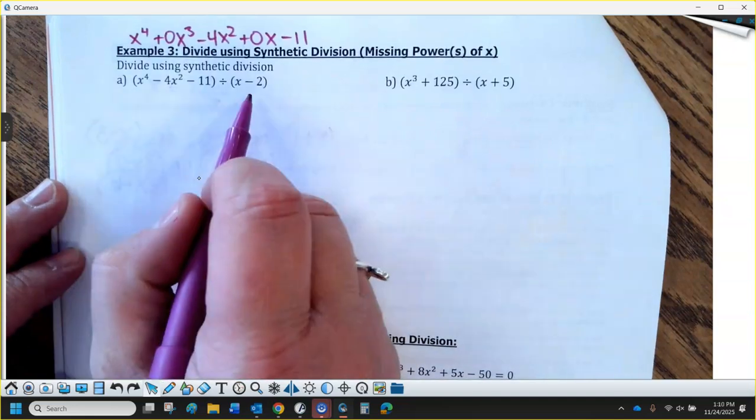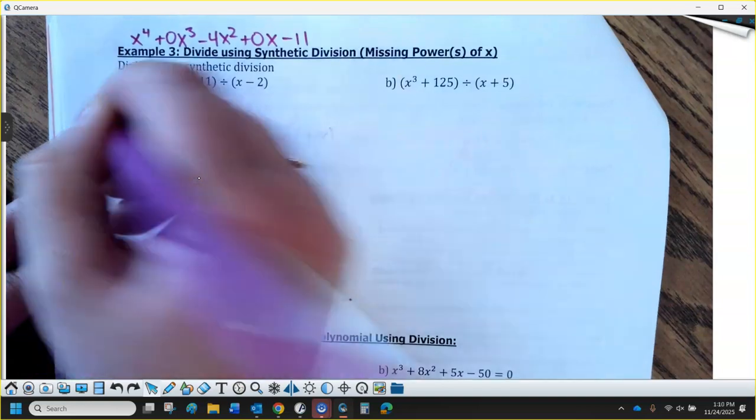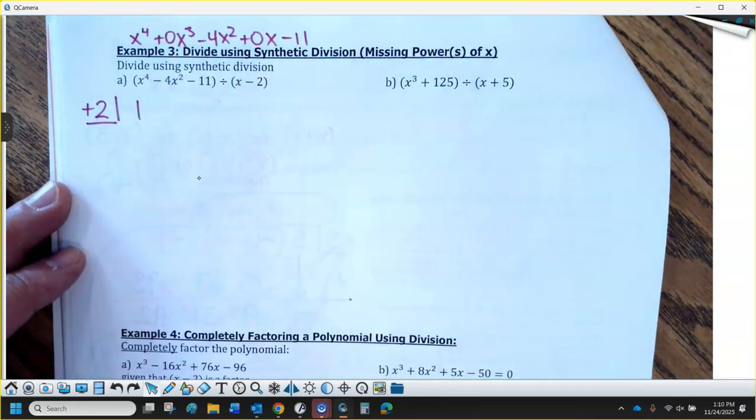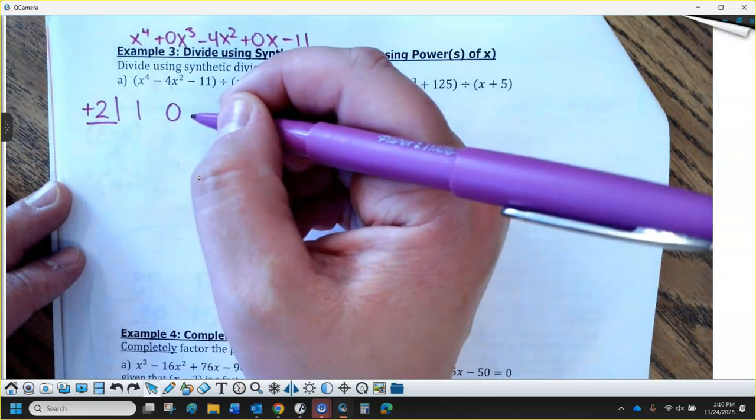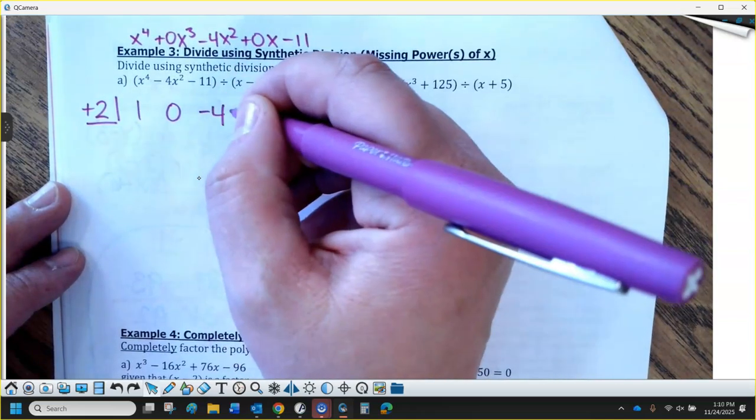Okay, so I'm going to divide this by x minus 2. So I'm going to change that up to a positive 2. And my coefficient. So if I just have x to the 4th, the coefficient would just be 1. Super important, I have no x to the 3rd, so I have to put a 0 there. I do have an x squared that has a negative 4 in front of it.